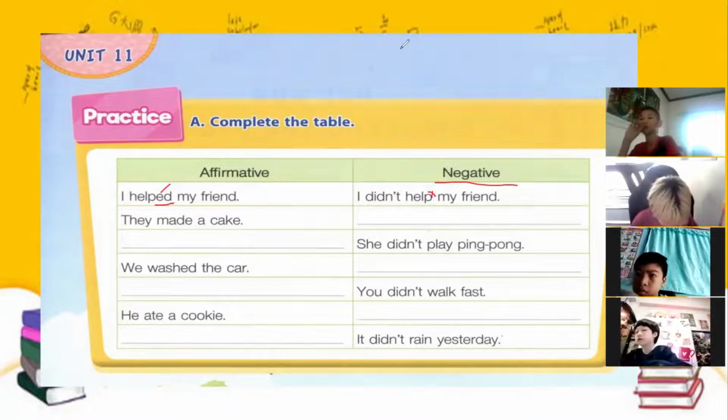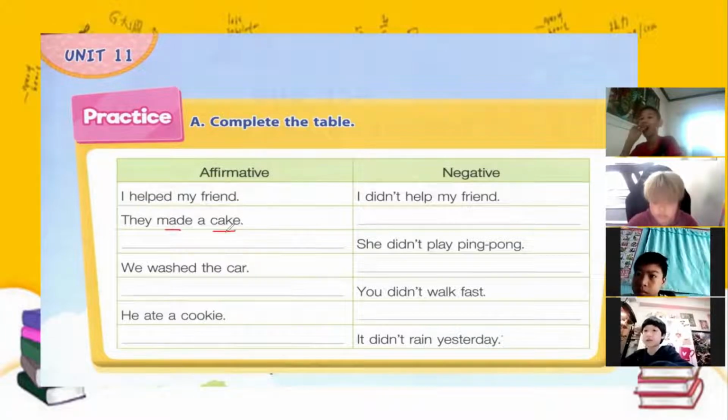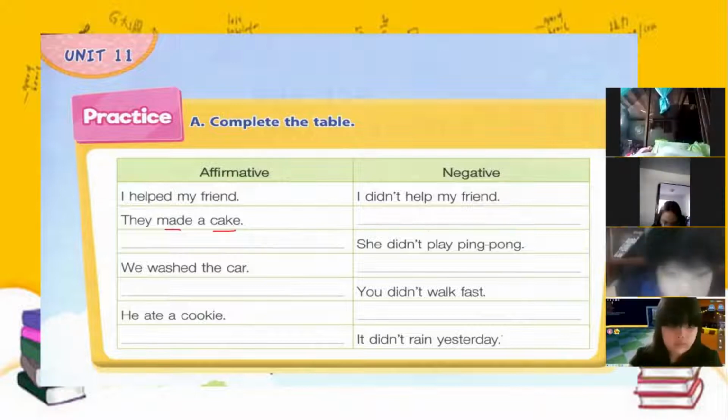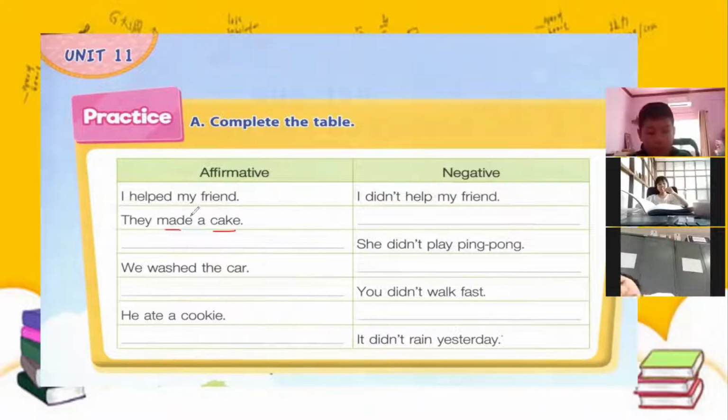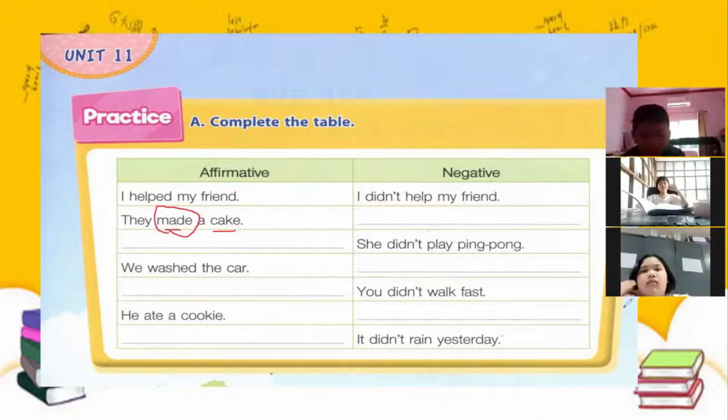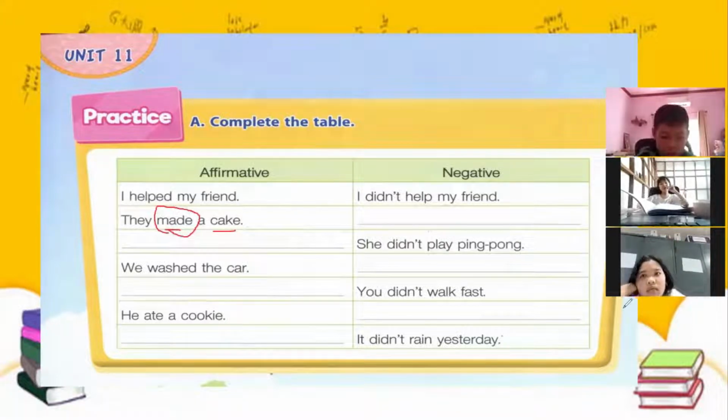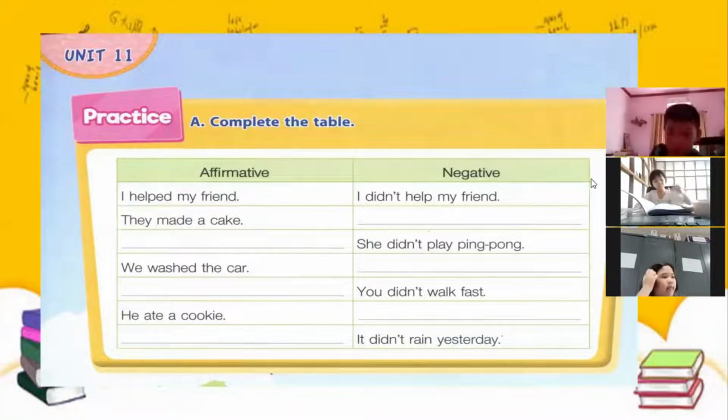Okay, now sentence number 2, we have they made a cake. So made is the first form or second form of the verb? Students, anyone can tell me, made, is it the first form or second form of the verb? Second form. Second form, very good. What is the first form? The first form is make. So what will be the negative sentence? Can anyone tell me?